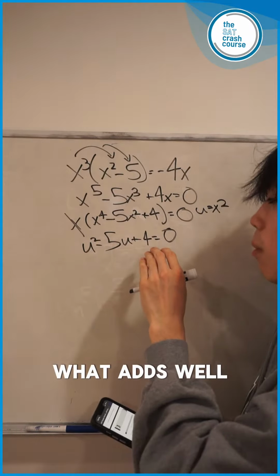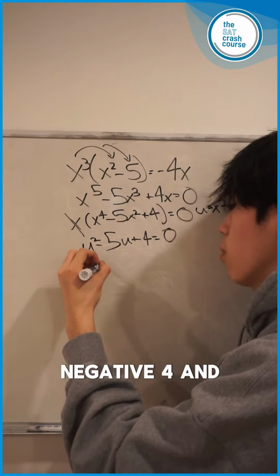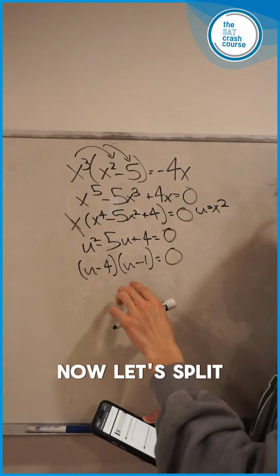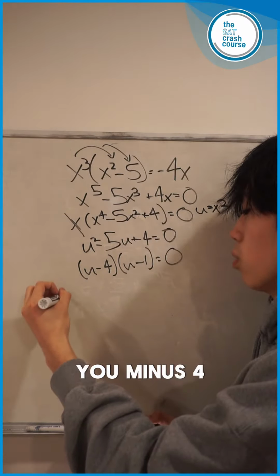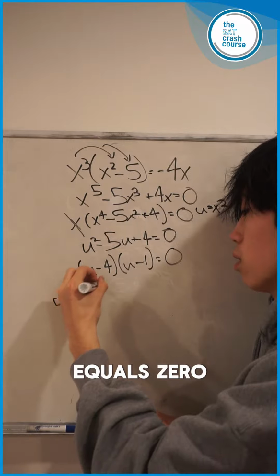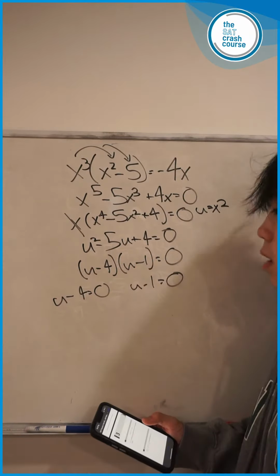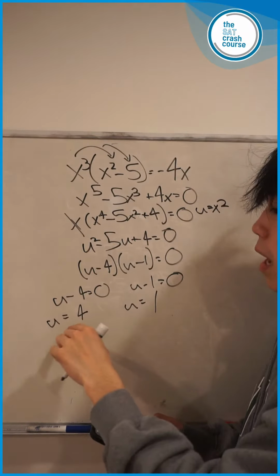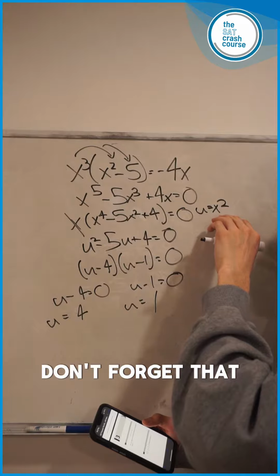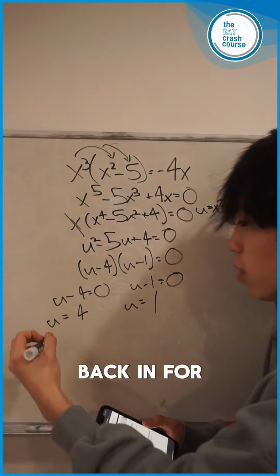What multiplies to 4 and adds to negative 5? Well, that's just negative 4 and 1. Now let's split this up into two scenarios, one where u minus 4 equals 0 and one where u minus 1 equals 0. Now let's isolate the u's, and don't forget that we need to plug in our original variable, which is x squared, back in for u.